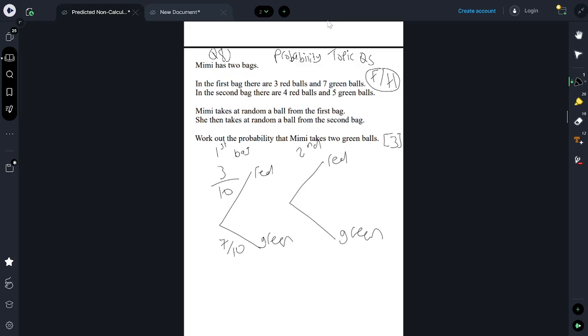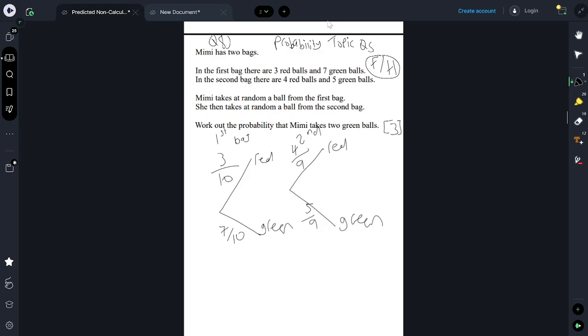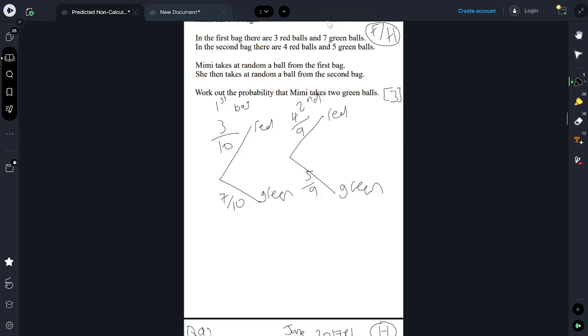Okay, in the second bag there are 4 red balls, and then the total's going to be 4 and 5, so 9 balls in total. And then there are 5 green balls, and that's again out of 9 in total. And that's our probability tree. Okay, so now we say we want the probability that Mimi takes 2 green balls in particular.